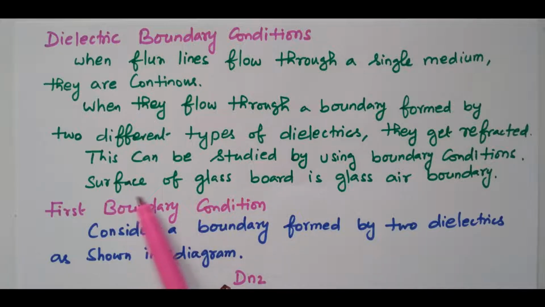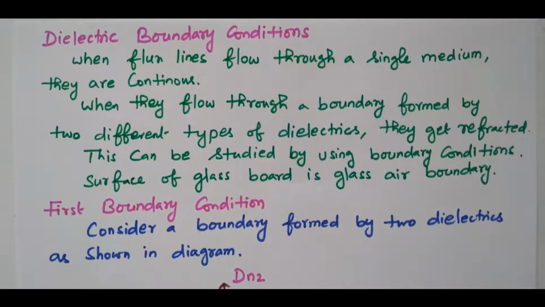Take the surface of a glass board, one glass board is available. This glass board and air form a glass-air boundary, because air is also one of the dielectric materials. It is available everywhere. On the surface of the glass board is one boundary, and over that air is available, that is another dielectric. So the surface of this glass board is a glass-air boundary. Now we'll see the first boundary condition.